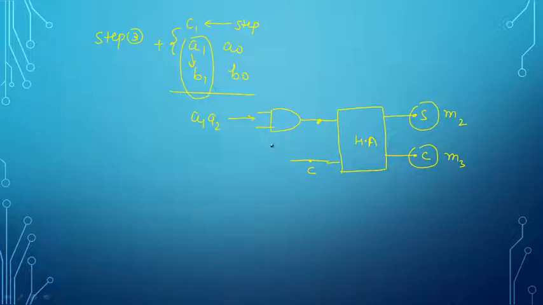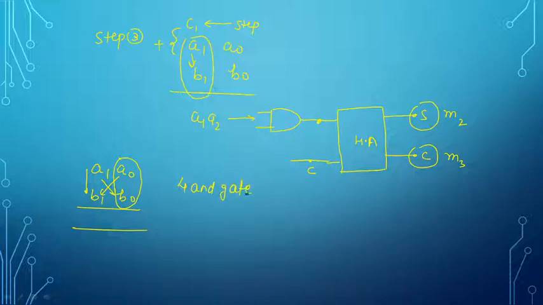So overall we see that to multiply 2-bit binary numbers A1 A0 and B1 B0, we require 1 AND gate, 2 AND gates, 3 AND gates and 4 AND gates. We require 4 AND gates and 2 half adders, right? So in this way we can implement the 2-bit binary multiplication on an FPGA kit by using a Verilog module.